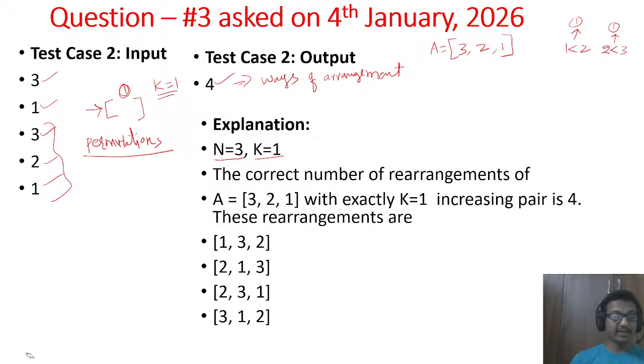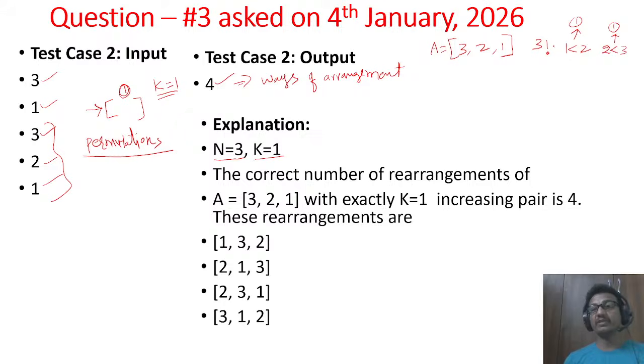Okay, can you write all the permutations for the given sequence? What is the number of elements here? The number of elements is 3. If the number of elements is 3, how many ways can you arrange these? You can arrange the numbers in 3 factorial ways.